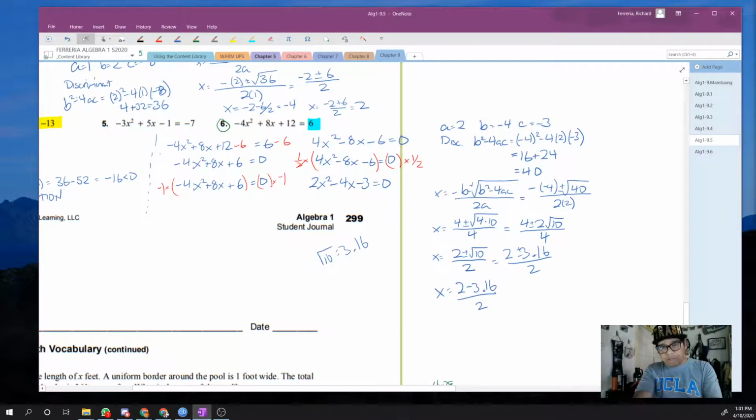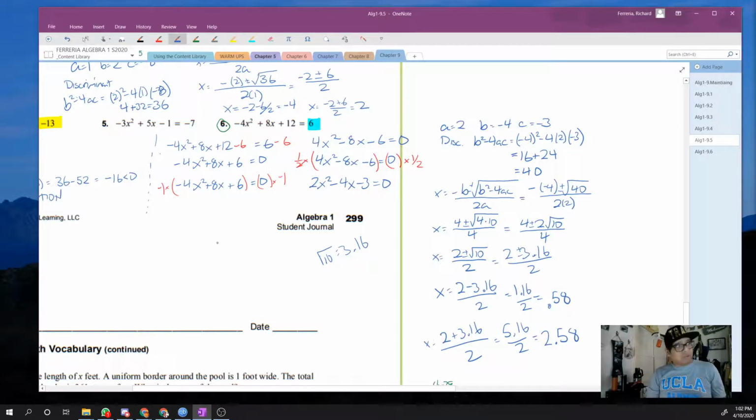2 minus 3.16 over 2, which is 1.16 over 2, which is 0.58. The second solution of this, instead of 2 minus 3.16, you're going to get 2 plus 3.16. And then 2 plus 3.16 is 5.16, so 5.16 over 2, which is 2.58.